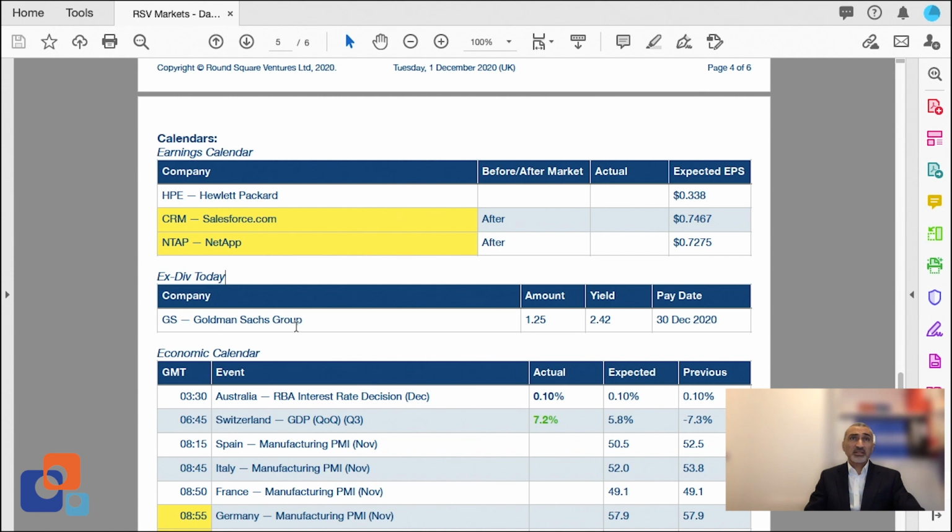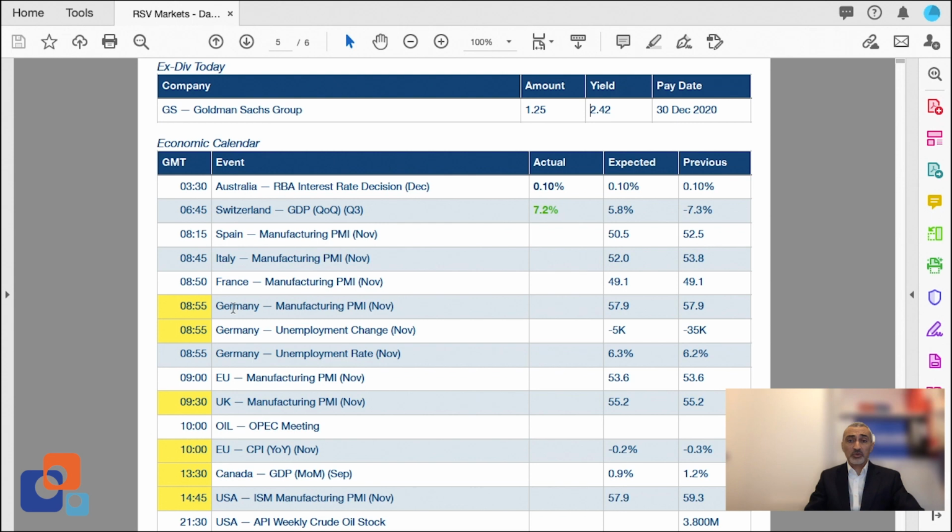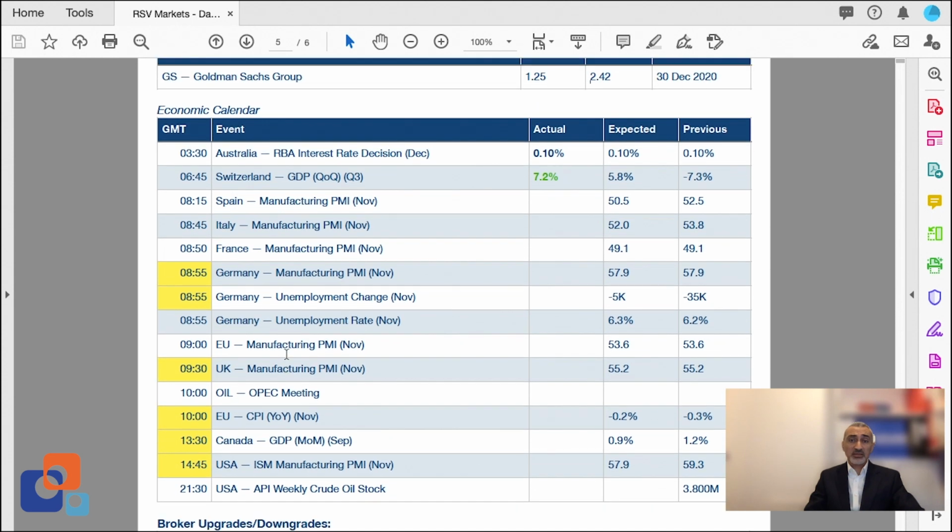The next calendar is the ex-dividend calendar, which shows, again here, the last day the share needs to be traded in order to get the dividend. This example here is Goldman Sachs shares. That day we would expect a payment of $1.25 on the 30th of December, and the dividend yield would be 2.24% yearly.